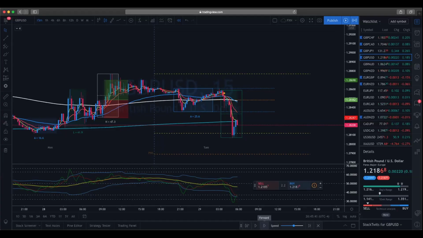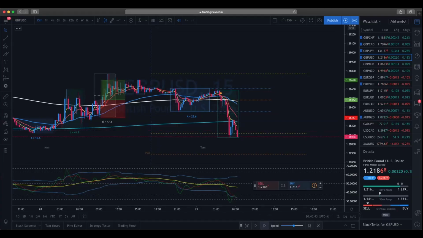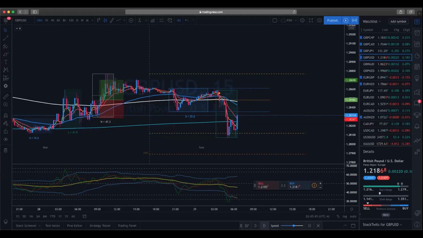So let's play this out here. What does that look like? W, right? Type 1. Pinning to yesterday's low. Pretty late in the session is the only bad part about it.